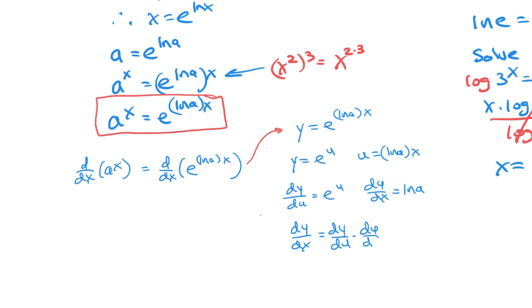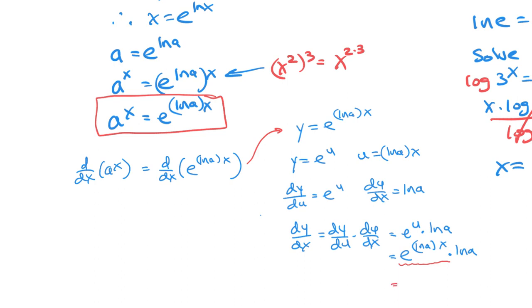All right, then we've got, according to the chain rule, dy/dx is equal to dy/du times du/dx. And that is equal to e to the u times the natural log of a. e to the u is right here, so that's going to be equal to e to the natural log of a times x, times the natural log of a. And then this thing right here, all of this, well, if you look up here, we can see that's just a to the x. So I'm going to swap this out with a to the x.